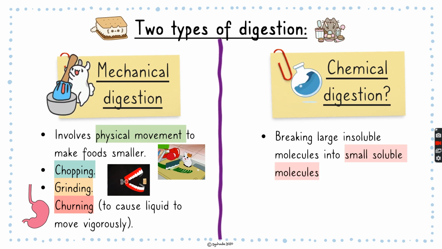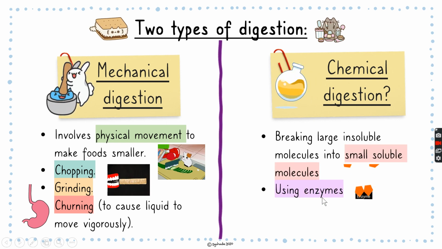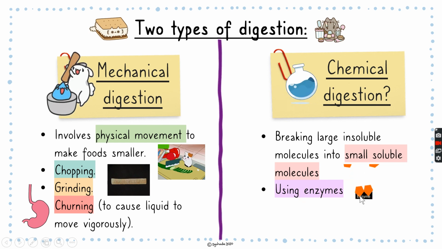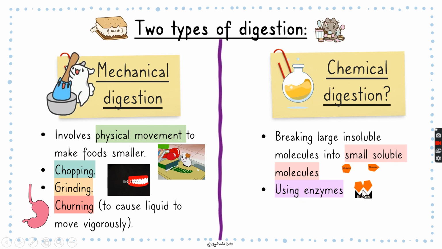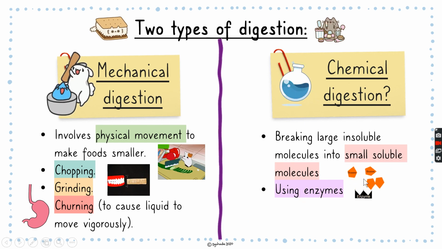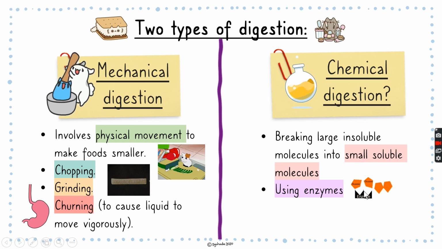But for chemical digestion, you use something very special. You use enzymes to break down the food chemically. What we mean by chemically is that we're breaking the bonds between the food molecules.